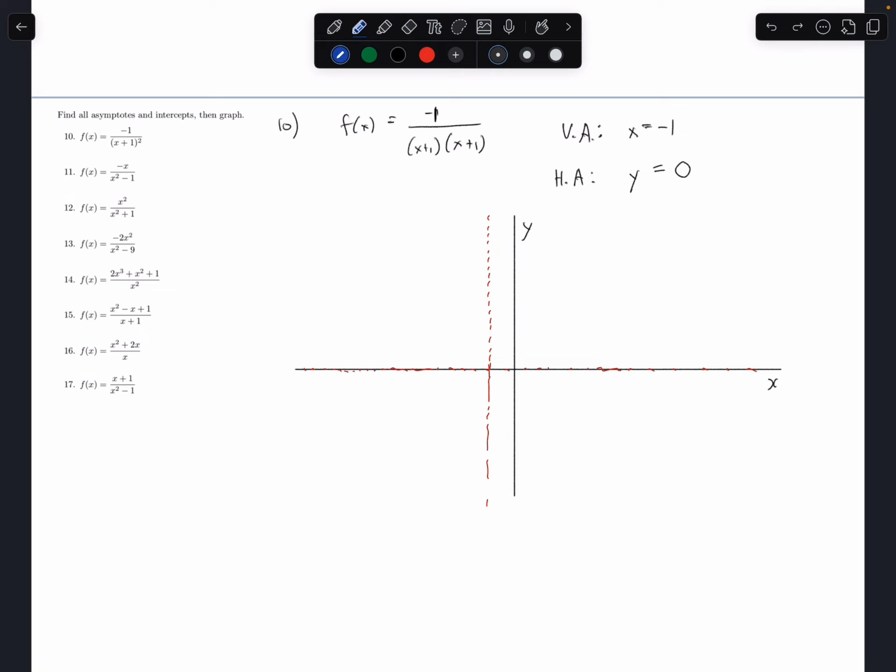Now the next thing I want to know is, what are the intercepts? What's going to make f of x equal to 0? Is there a solution to -1 over x plus 1 squared where y is equal to 0? The answer is no, because the numerator would have to be 0, but the numerator is always -1. So there are no x-intercepts.